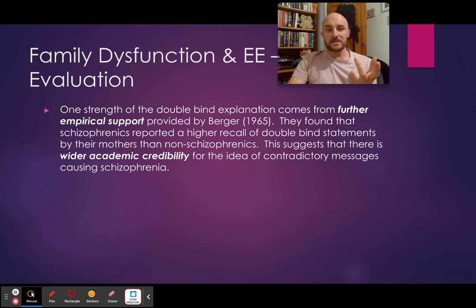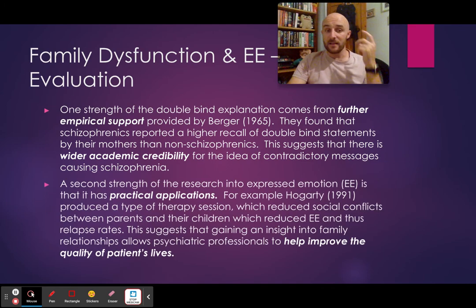Now, a bit of evidence here. There is Berger 1965, so they looked at double bind statements, right? So again, you're going to need that. You're also going to need to know a little bit about practical applications, which we've kind of covered already. So again, with expressed emotion theory, family therapy would be very good to get past that. You teach people to be more tolerant.